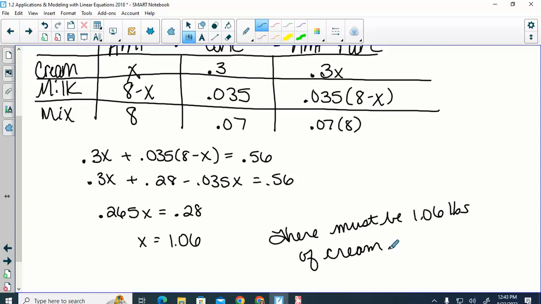Questions about the mixture problems? I don't want to bore you by doing the same thing over and over again, but if we need more, I'm happy. I don't want to go too fast.